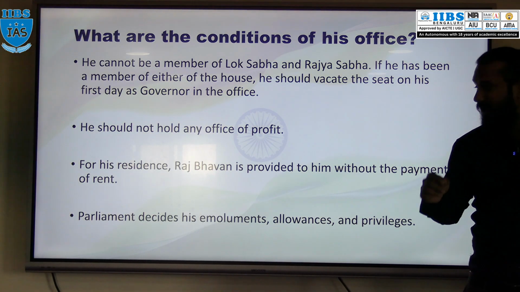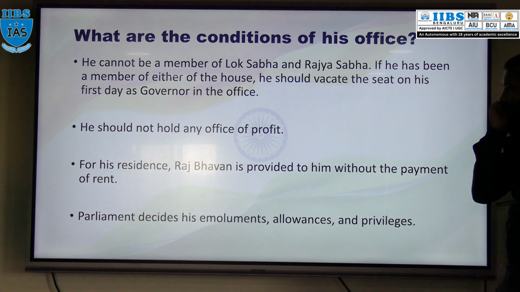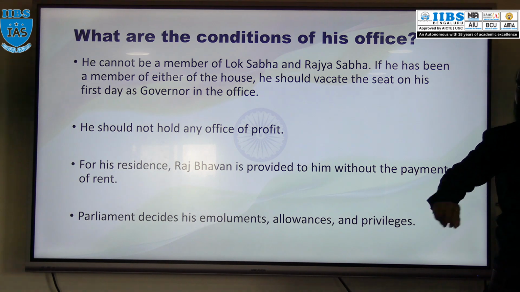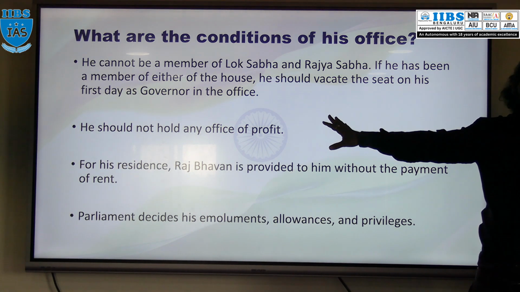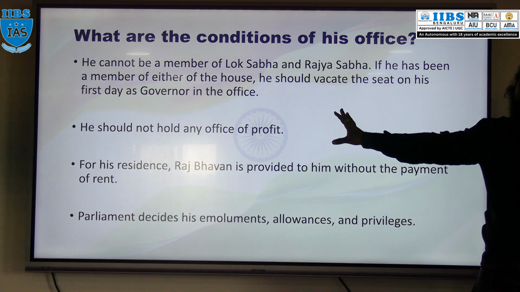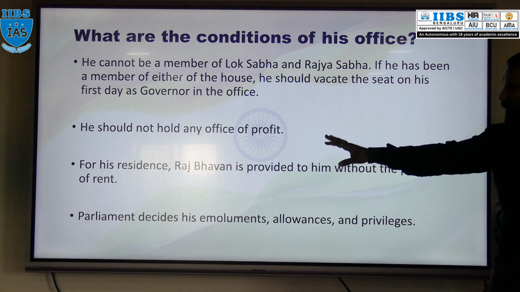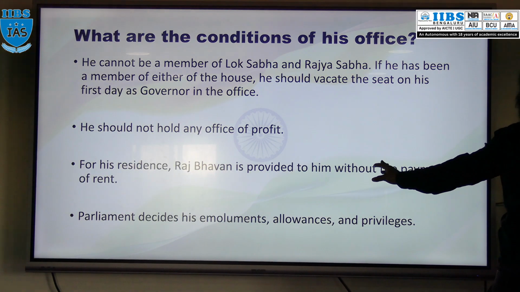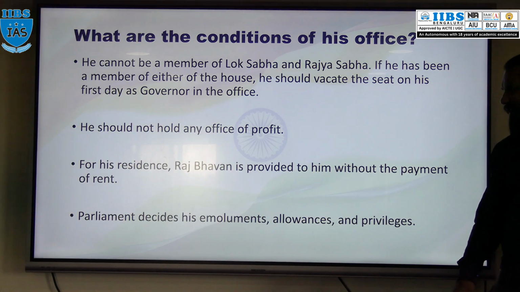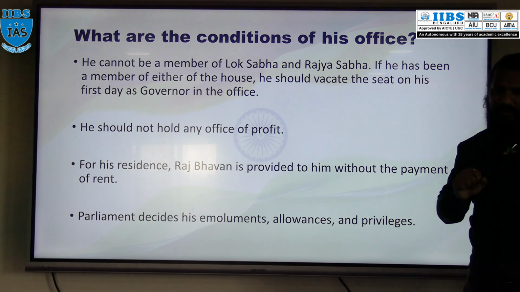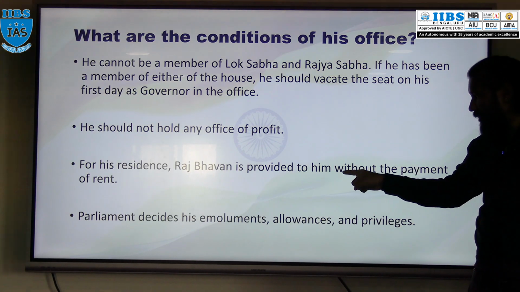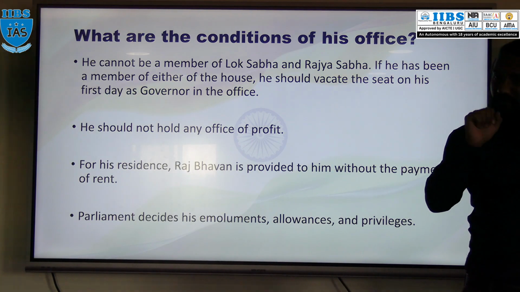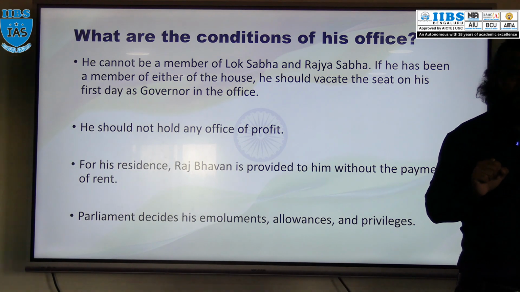You're understanding? Okay. And that person should not hold any office of profit. If a person holds an office of profit, the person will be disqualified to be appointed as a governor of any state. Okay. What will he get for his residence? Raj Bhavan is provided without the payment of rent. Raj Bhavan is the official residence of the state. Okay, what about the salary? Salary, emoluments, allowances, privileges will be determined by the Parliament. But who will pay the salary? State. You are understanding?